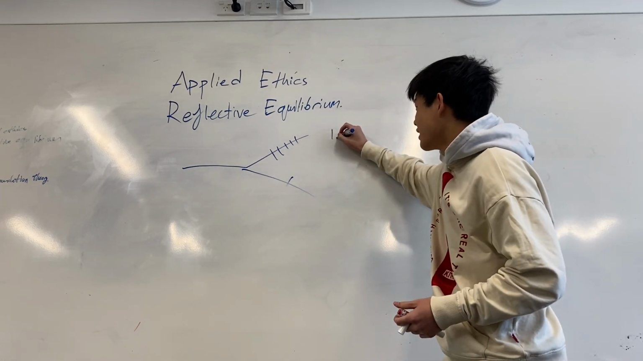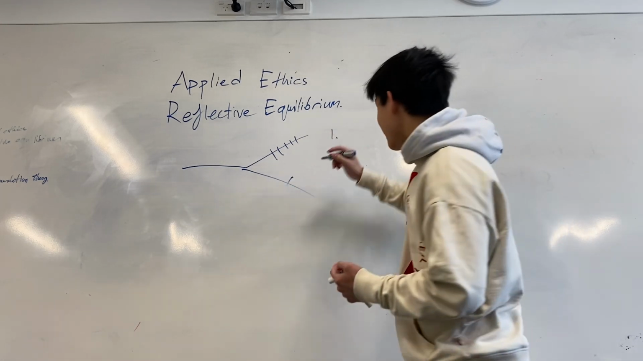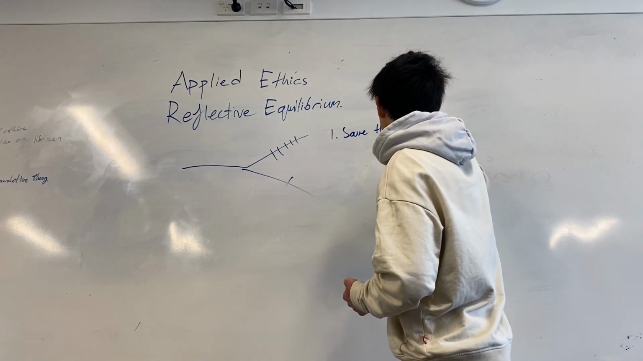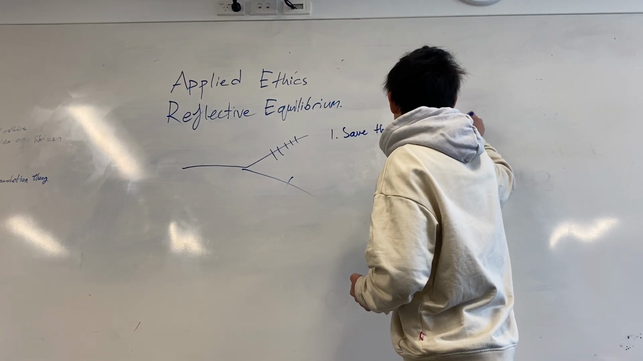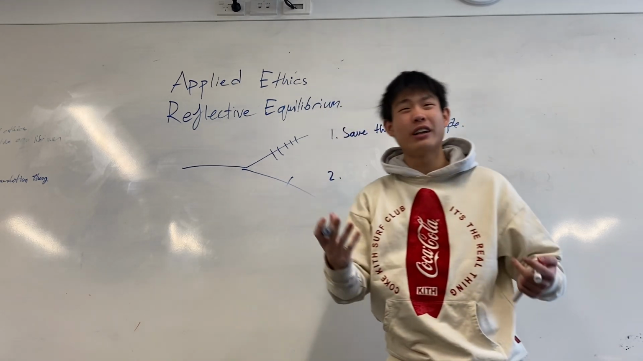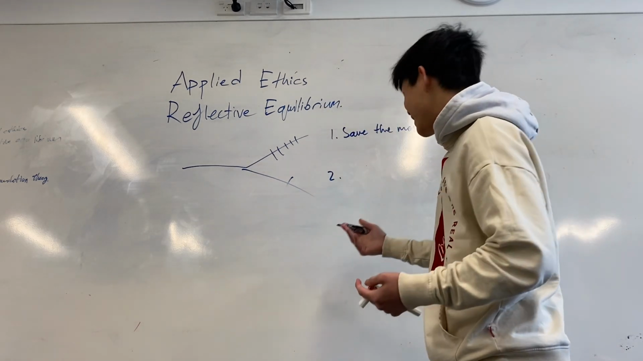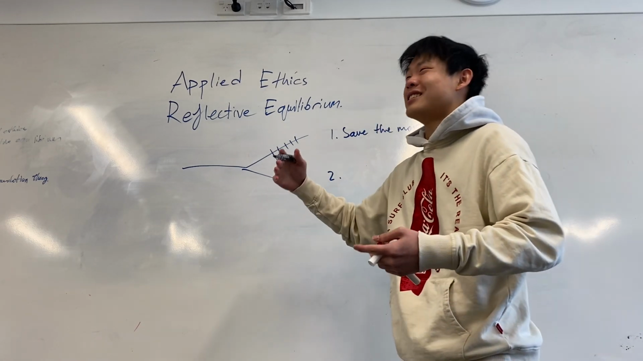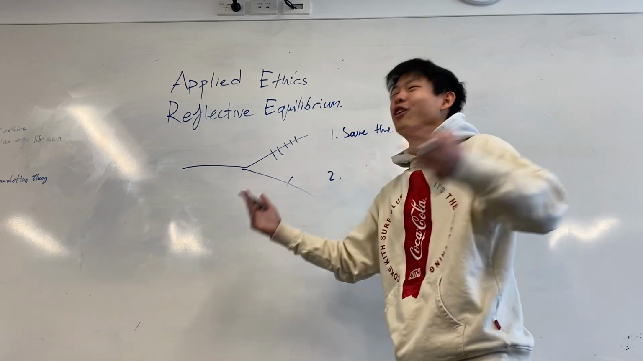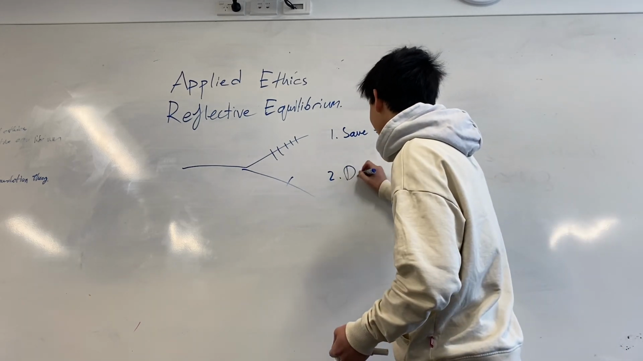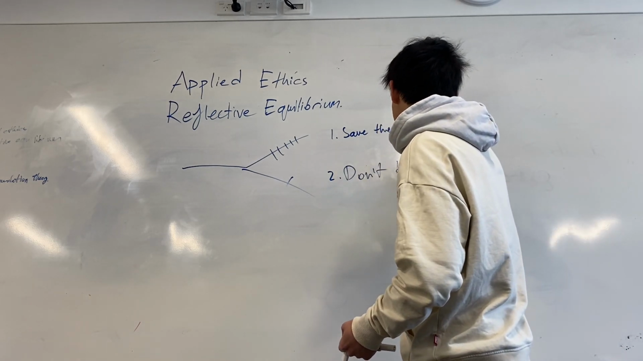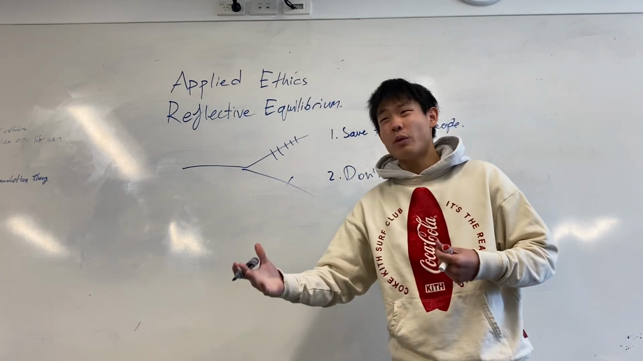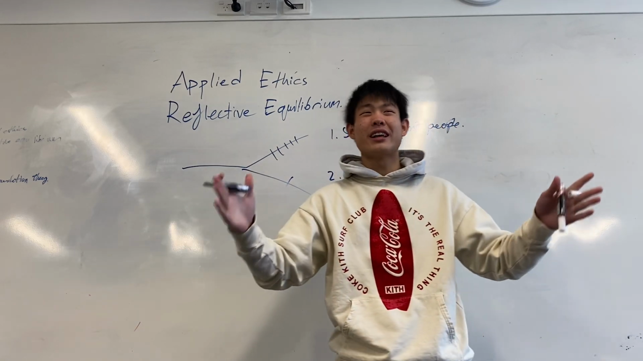The first line of reasoning is the first principle, that you should save the most people. Utilitarian. Yep. That's the first line of valid reasoning. The second line of valid reasoning here would be something like, if everyone was allowed to kill for some sort of benefit, then society would devolve into chaos. Don't kill. So what do you do when you're facing a dilemma where you have two lines of valid reasoning that contradict?